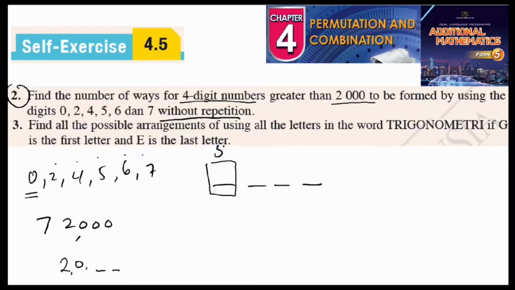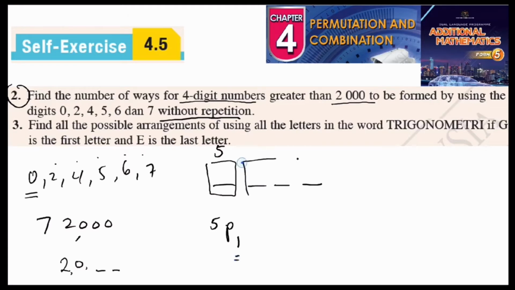Then for the balance, we have 3 spaces. Since we have used up either 2 or 4 or 5 or 6 or 7 to start first, we have used up 1 digit. So we can say that we use the 6 digits given minus 1 digit used for the first space. So we have a balance of 5 digits. Out of 5 digits, we are going to choose 3 to arrange. So we will use 5P3.